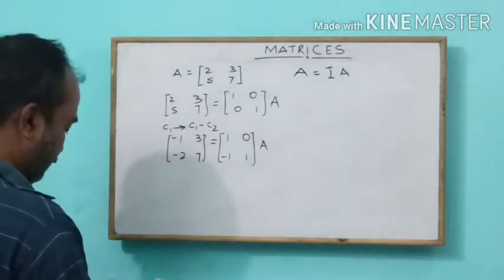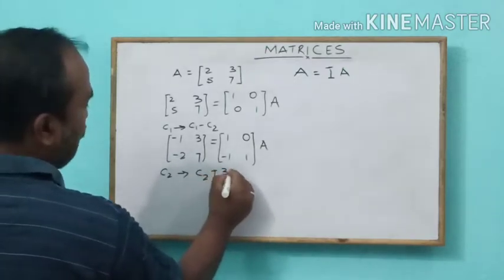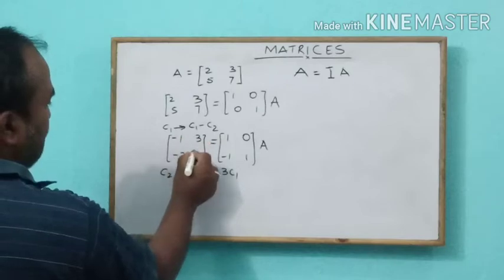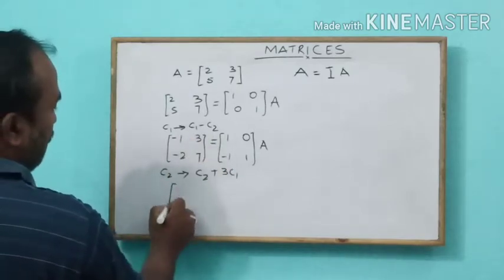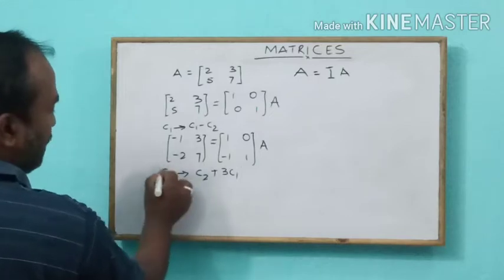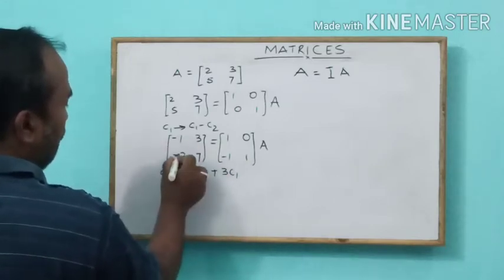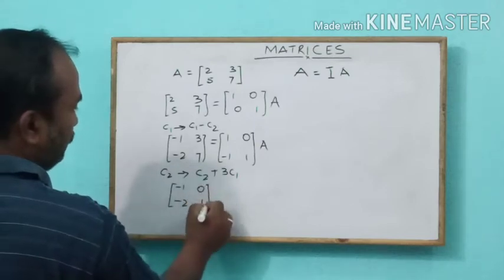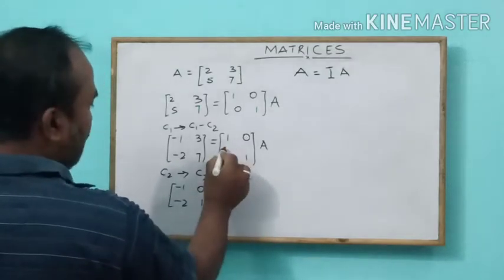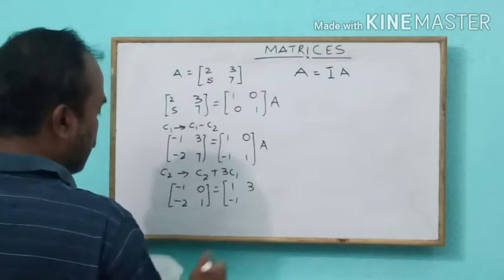Next, what we are applying is C2. I am changing to C2 plus 3C1. So the second column I am going to change: 3 plus thrice C1. The first column remains as it is because the change is only in the second column. So 3 plus thrice minus 1, that is 0. Then this is minus 6 plus 7, that is 1. This side, the first column remains as it is, so 1 minus 1, we leave it as it is. Then 0 plus 3, that is 3. 1 minus 3, that is minus 2.